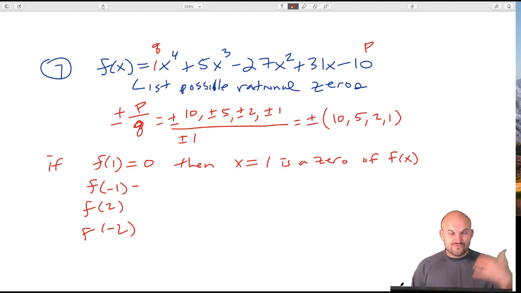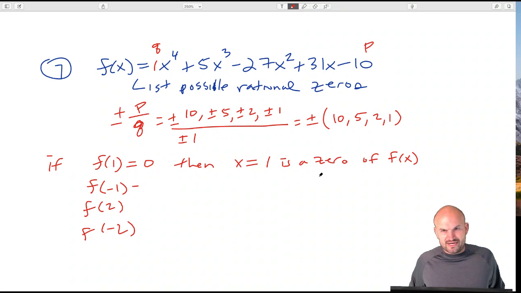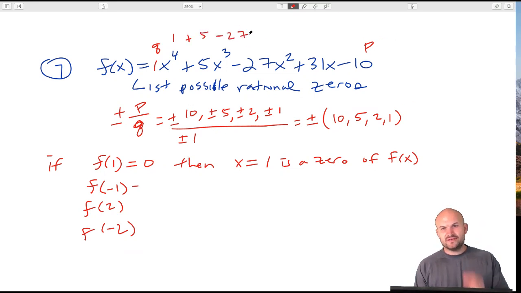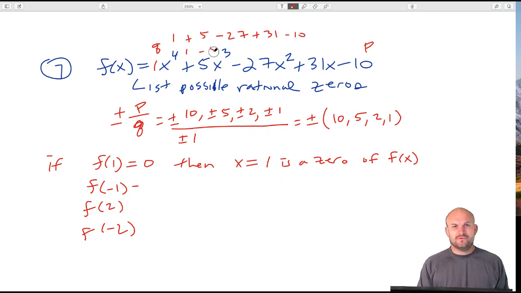Now, again, once you find a 0, then you're going to want to use synthetic division or long division. Let me see if I can figure maybe 1 or negative 1. Let's see if I can do those in my head. So that would be 1 plus 5 minus 27 plus 31 minus 10. So that would be positive 21. Okay, so f of 1 does work. What about negative 1? That would be a 1 minus 5 minus 27. I don't think this is going to work. Minus 31. No, this is not going to work. All right, so negative 1 is not a zero.